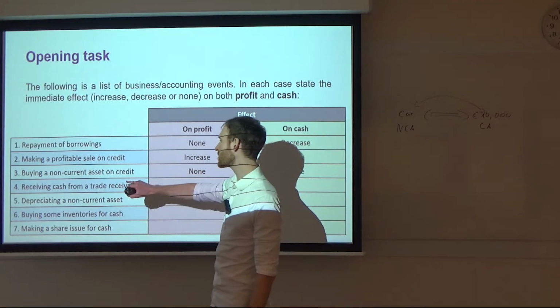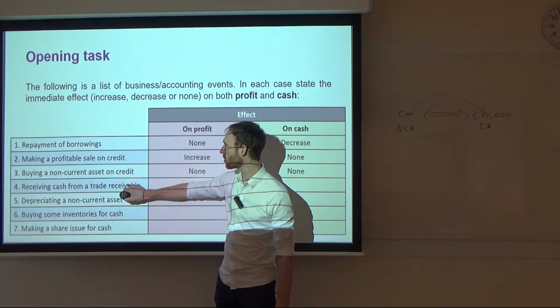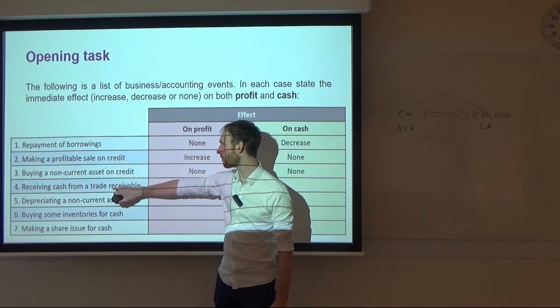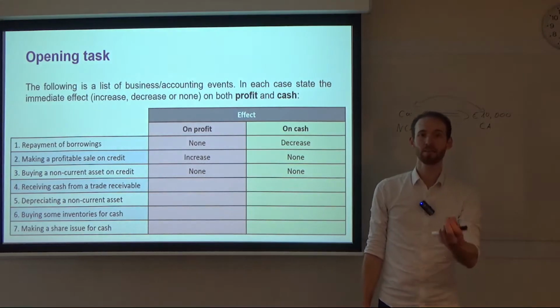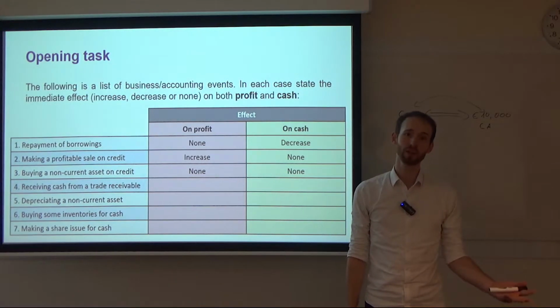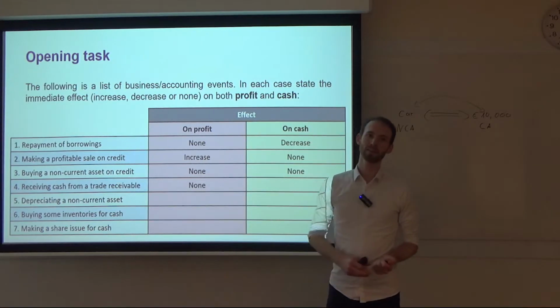Then receiving cash from a trade receivable. So it's the counter transaction to this one. So now we actually get the money. So our trade receivables pay the money to us, which they still owe to us. So they needed to pay us, now they paid us. But there's no effect on profit.